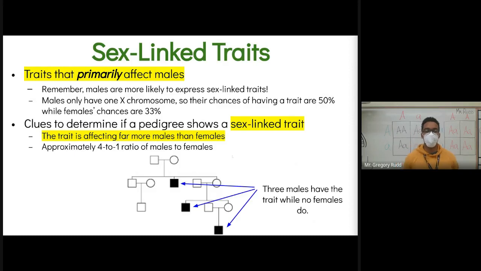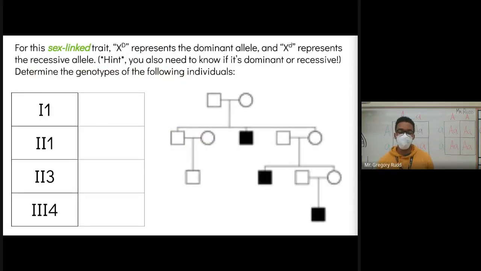So we see 3 males who have the trait while no females do. Okay, so for this sex-linked trait, remember, sex-linked, we use the X and Y chromosomes. X with a superscript of capital D represents the dominant allele. X with a superscript of lowercase d represents the recessive allele.